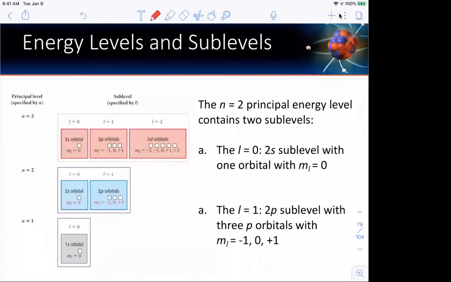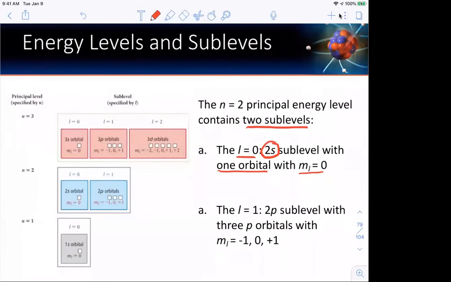So, I'm going to use these boxes to represent orbitals. As I go from n equals 1, I have one subshell, which is s. My l equals 0, my m sub l equals 0. I can only hold 2 electrons because each orbital can only hold 2 electrons. So as I go up to energy level 2, I've got 2 sublevels. I have the l equals 0, or the 2s sublevel. I only have 1 orbital. Any s sublevel only has 1 orbital.